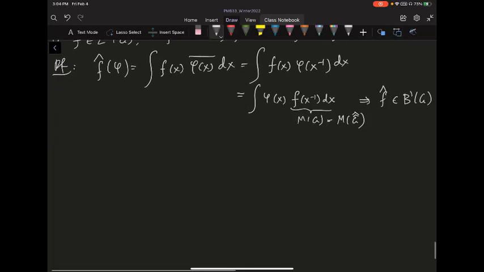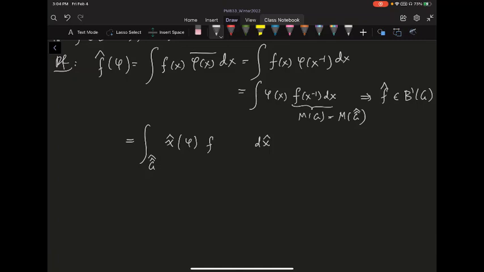Because it's inside B1, now you can apply the Fourier inversion theorem. So this equals the integral over the double hat, and you know the double hat elements all have the form X hat of something. So you integrate some X hat evaluated at your phi, and then you take the F double hat evaluated at this X hat. So this is the Fourier inversion theorem.